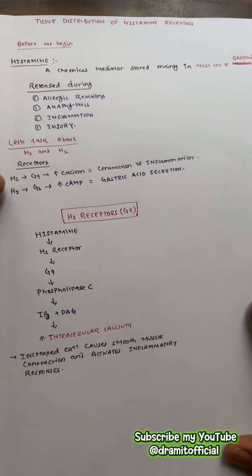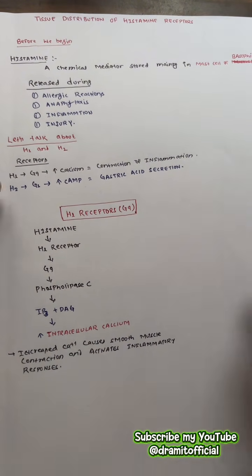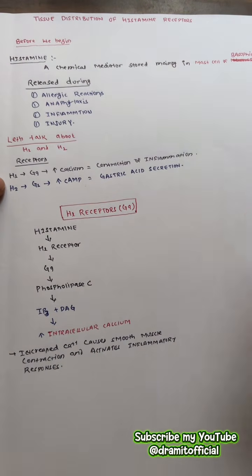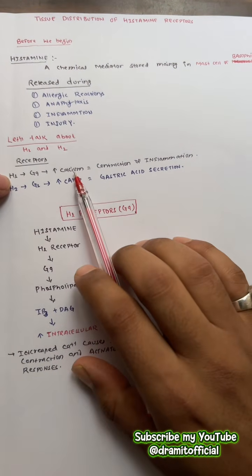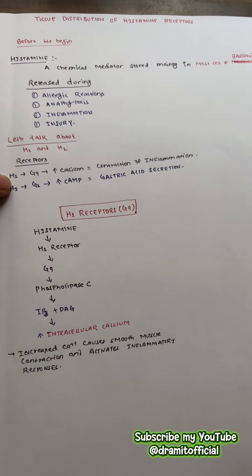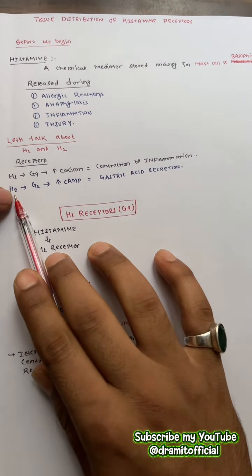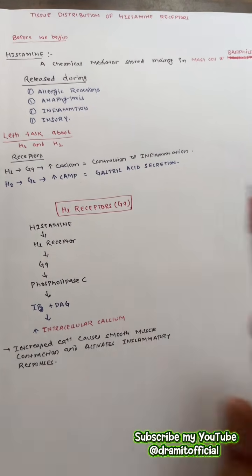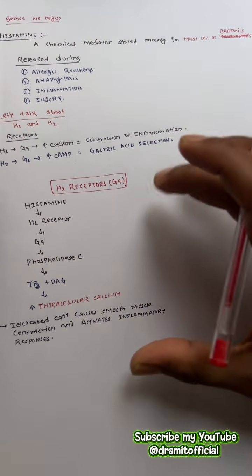Okay, so let's learn a simple rule that H1 and H2 both are G protein coupled receptors. This H1 receptor increases calcium in the cell and it causes contraction and inflammation. And this H2 receptor increases cAMP and it causes gastric acid secretion. So these both are different, H1 and H2 histamine receptors. So first let's talk about the H1 receptor.